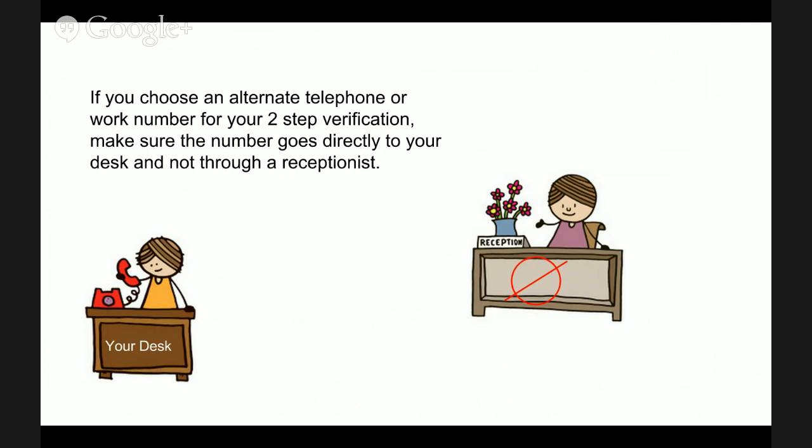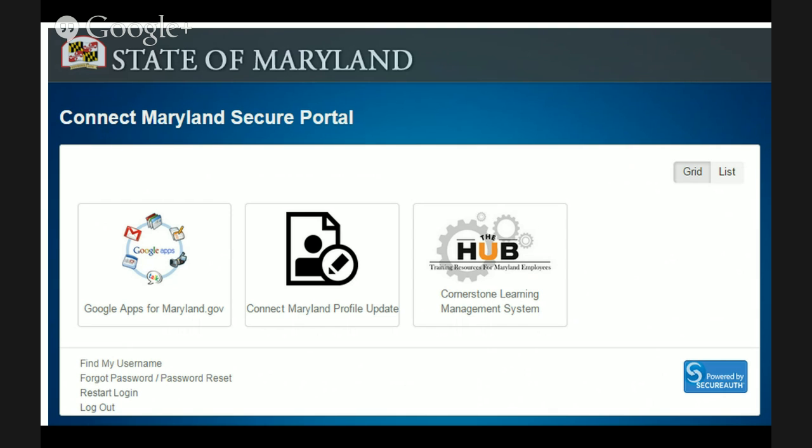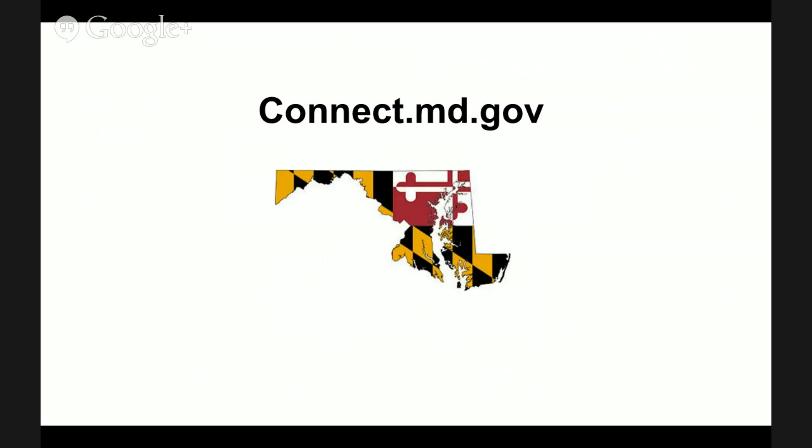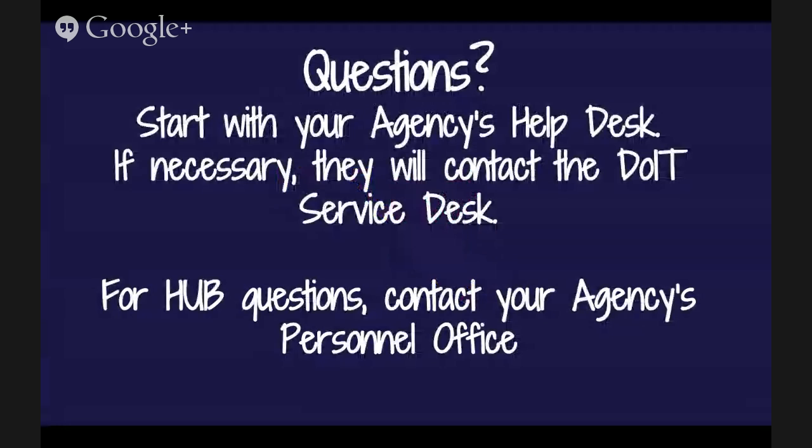If you choose an alternate telephone or work number for your second step verification, make sure the number goes directly to your desk and not through a receptionist. Once you get in, your screen will look similar to this. Your Google email is just one click away. So let's get started. Log into connect.md.gov.